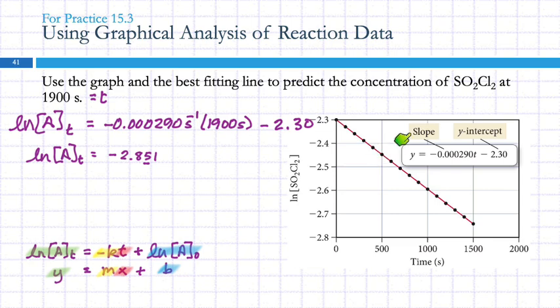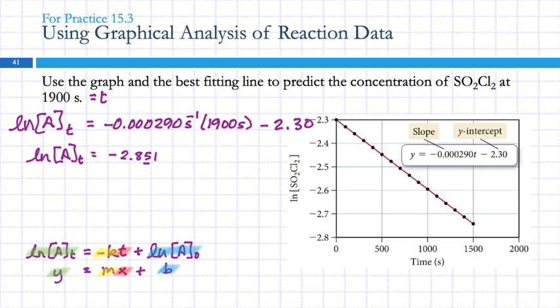So when we get this equation for the line, we don't need to do anything to it. We can just say this is t, because t is the same as x. And y is what's on the y-axis, and that is natural log of A. And this intercept, negative 2.3, is b. So we don't need to take the natural log of that value on the graph. Does that make sense? We can just use it as it is. We don't want to make things more difficult.